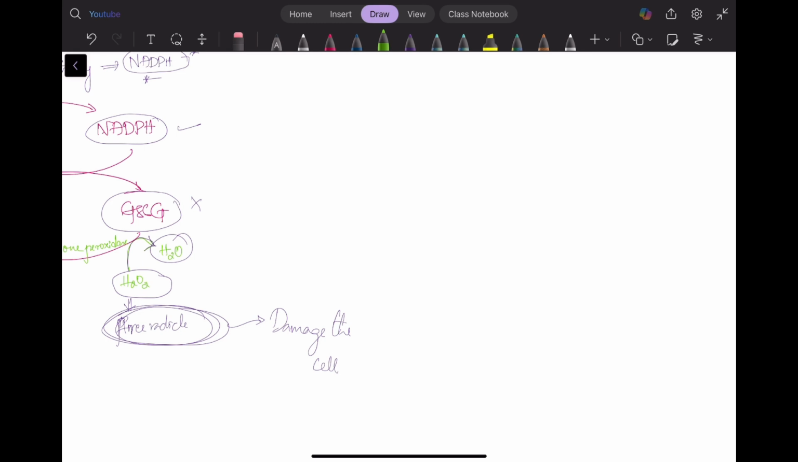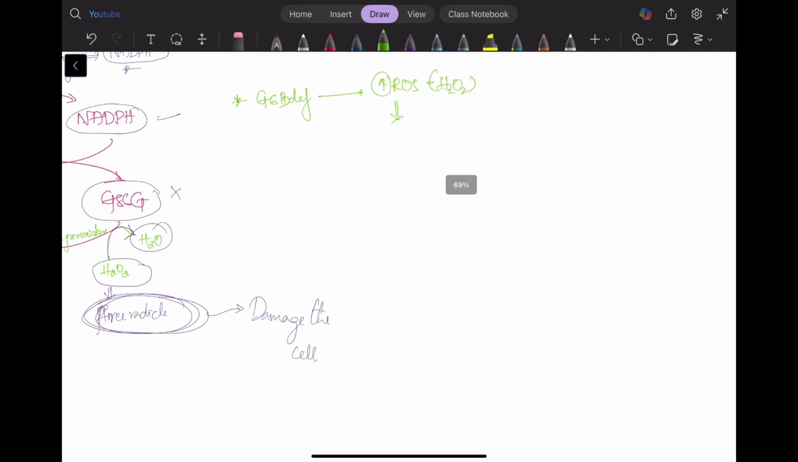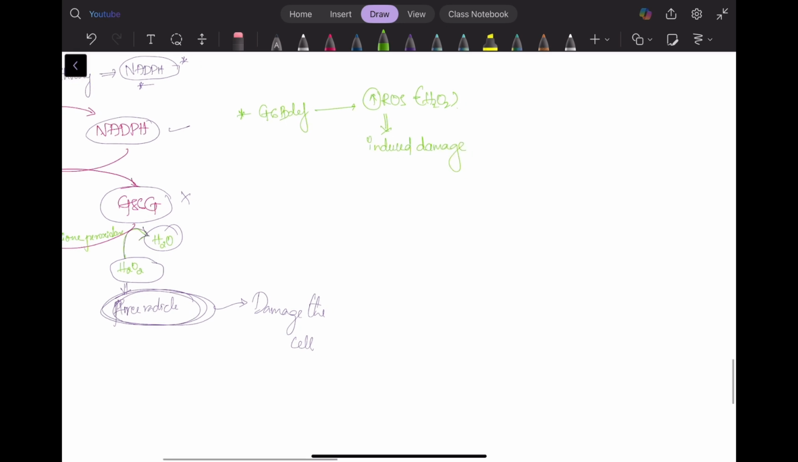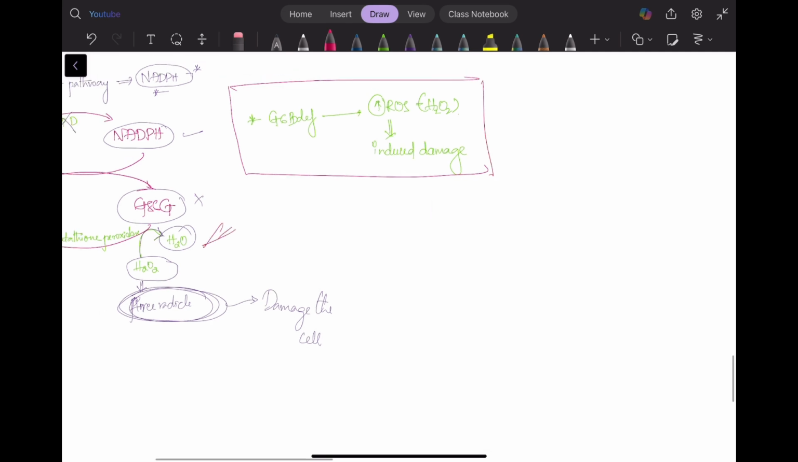Let's make a small note. G6PD deficiency leads to increased reactive oxygen species, which is nothing but hydrogen peroxide, leads to oxidative damage. Hope it is clear. Basically here you need to remember only this much. Okay, that is your biochemistry.